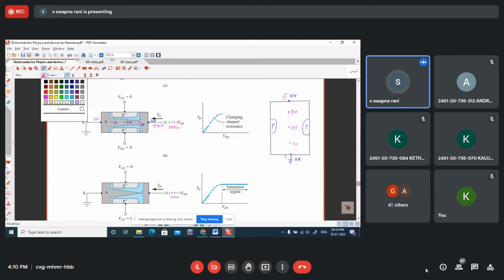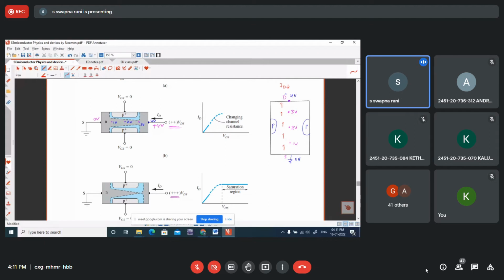I will repeat the sentence, remember. When charge carriers are moving from source to drain, current starts flowing. When the charge carriers are moving from source to drain, current will be flowing through the channel, and this current will develop a potential drop along the length of the channel.